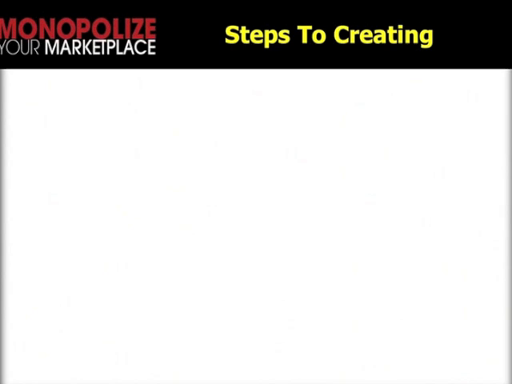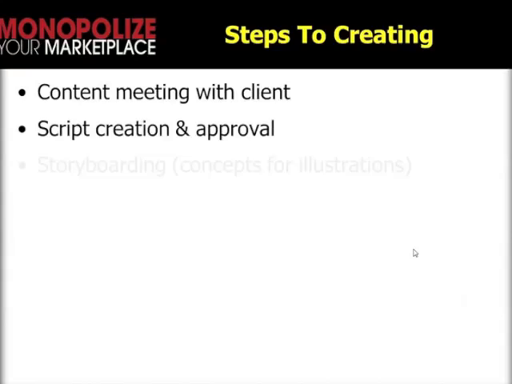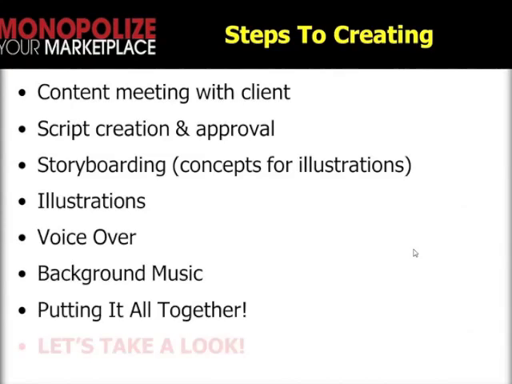Let me show you what the steps are to creating this type of video, and then I'll show you some samples that we've done here at MYM. So I'll put them all on the screen here, and then I'll walk you through the steps. We do a content meeting with the client. We go through a script creation process and an approval process. Got to make sure we're all on the same page, because after the script is approved, then we start going to all these other steps, including storyboarding, illustrations, voiceover, background music, and then putting all that stuff together and animating it.